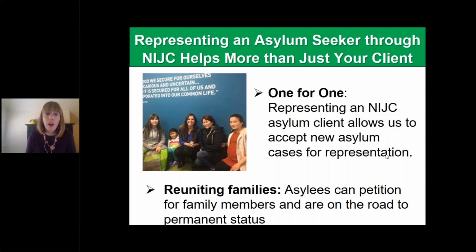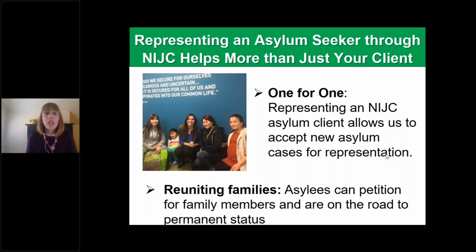But of course, we are a nonprofit organization. We do not have endless resources to provide all the representation that is needed, and the need for asylum representation always exceeds the demand. And so every time you accept a case for representation, you are freeing up another slot for NIJC to provide additional representation to another asylum seeker in our service area.